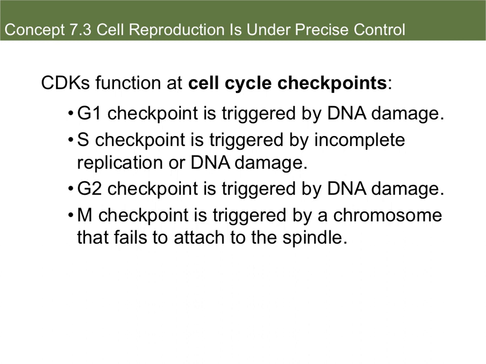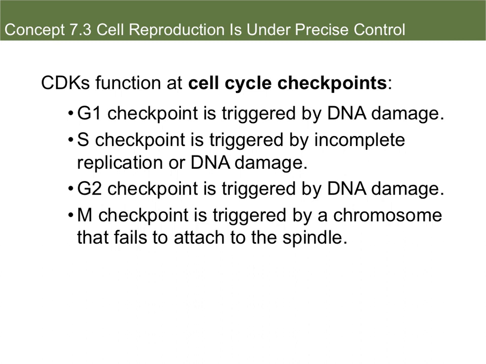The G1 checkpoint is triggered by DNA damage. So what we're checking here is to make sure that the DNA is all good and ready to be duplicated in the S phase. The S phase also has a checkpoint. This is going to be looking for incomplete replication or DNA damage. So as the S phase progresses and we make a copy of DNA, it makes sure that the copies that are made are complete and accurate.